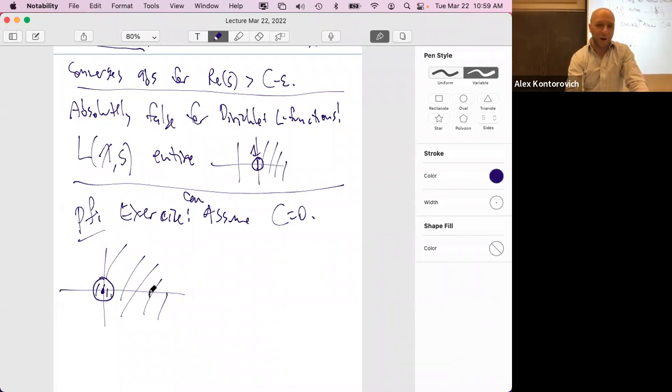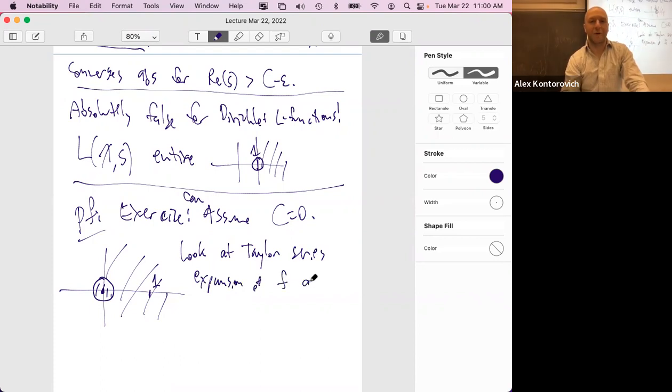I'm going to take the point 1, and I'm going to look at the power series, the Taylor series expansion of F around 1. Okay, so what is that? Well, it's just a sum over k, the kth derivative at 1 over k factorial times (s minus 1) to the k.